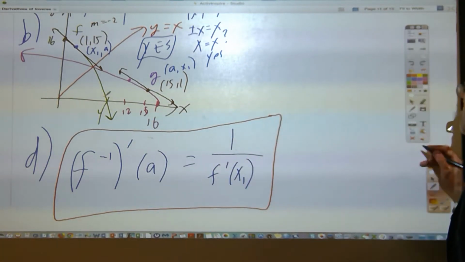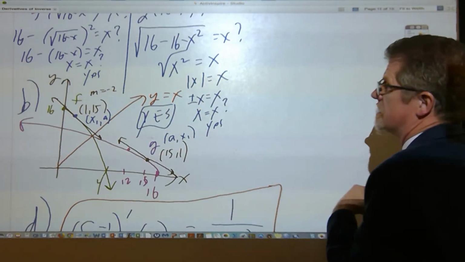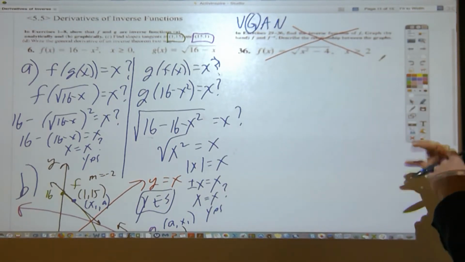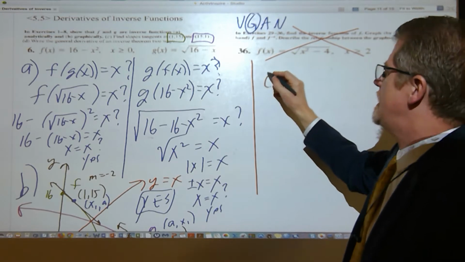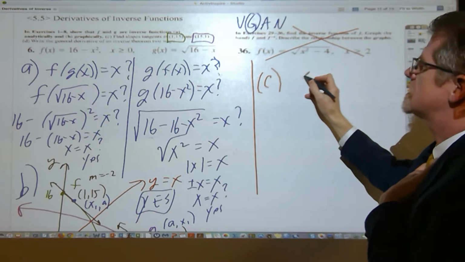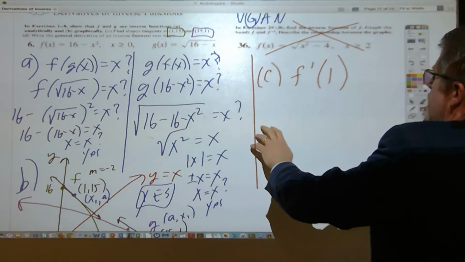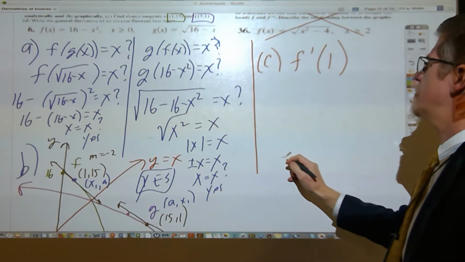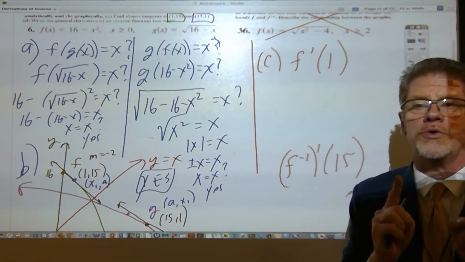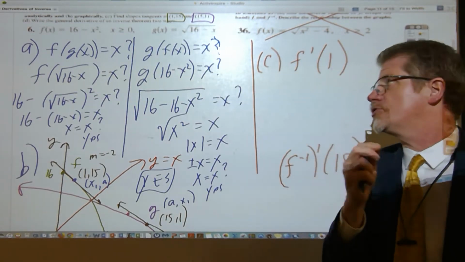Now, to demonstrate that that's true in this case, because I just told you it was -2, let's see if it's really true in this case. We're going to end up, for the sake of time, skipping problem 36. So you can cross it off. Let's just do part C over here. Let's find f prime at 1. And let's also find f inverse prime at 15 and see if it's true that the relationship between these two numbers is a reciprocal relationship.